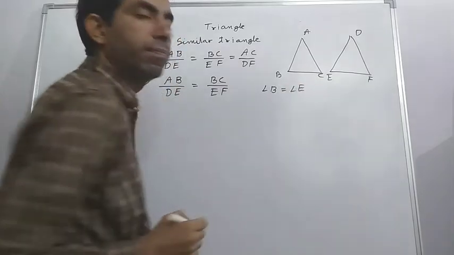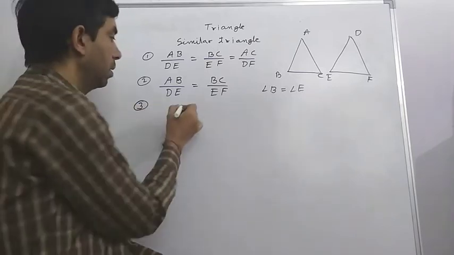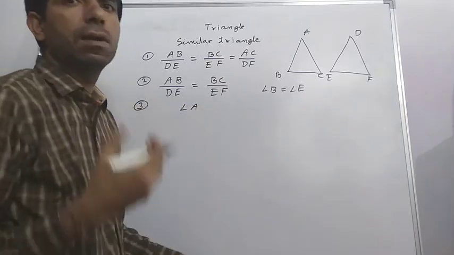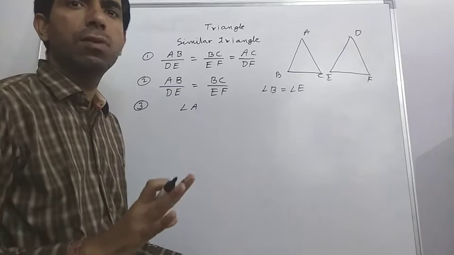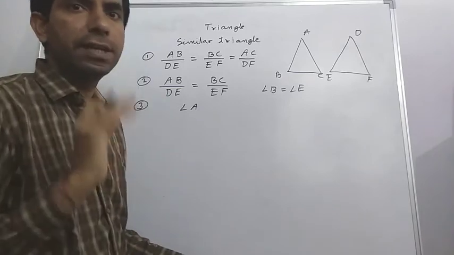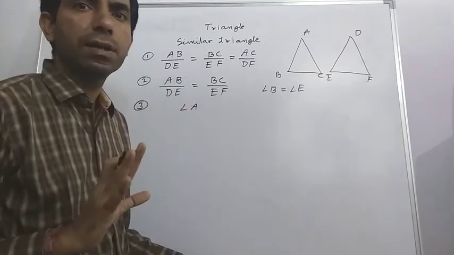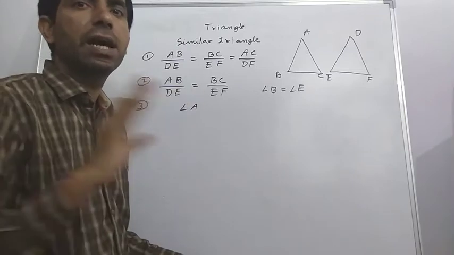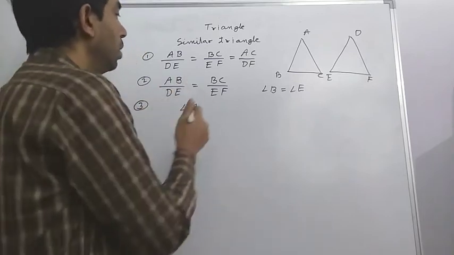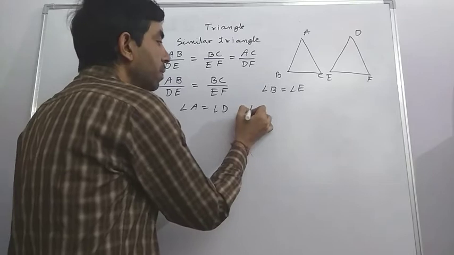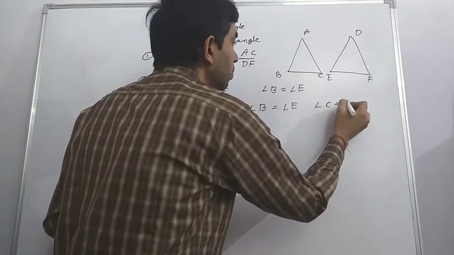In the third part, if two angles are equal, here some students learn three angles are equal and sometimes two angles are equal. They are confused. They should not be confused, because the sum of all angles is 180 degrees in a triangle. If two angles are equal, then the third is also equal. So it is not confusing. If two triangles are similar, then all three angles are equal. So angle A is equal to angle D, angle B equals angle E, and angle C equals angle F.